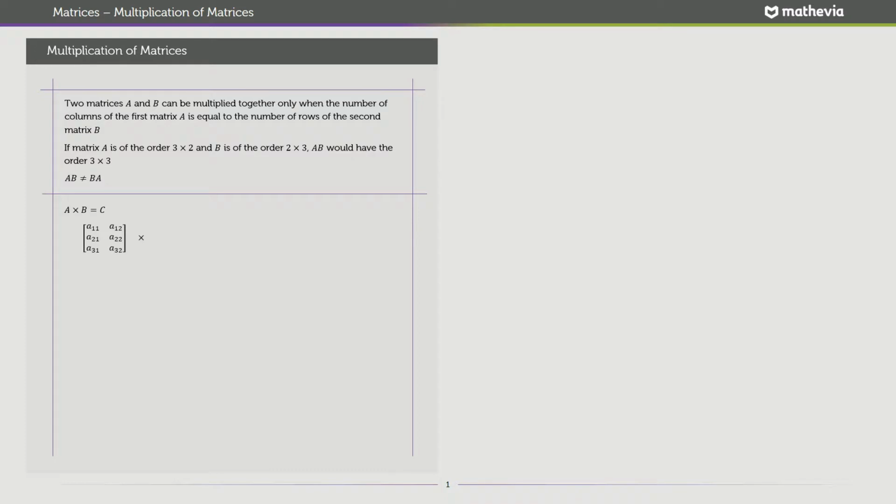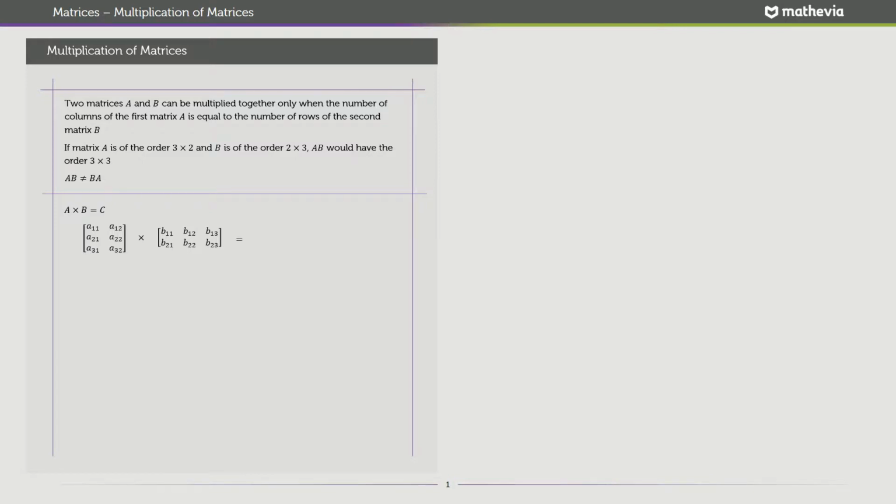Similarly, we're going to multiply this by a matrix B, and matrix B is a 2 by 3, so you have 2 rows and 3 columns. The element in the first row and first column is B11. In the first row and second column is B12. In the first row and third column is B13. In the second row and first column, B21, and so on.